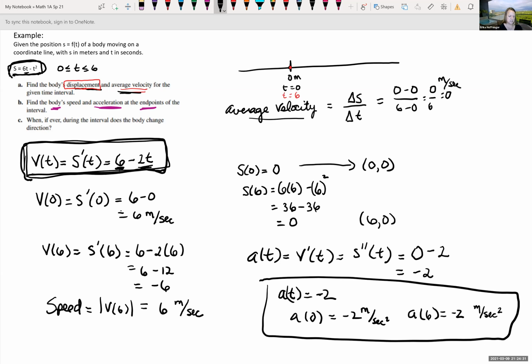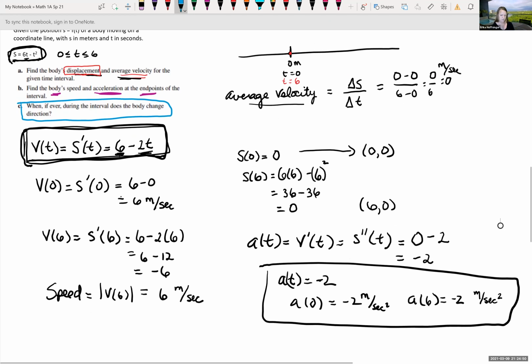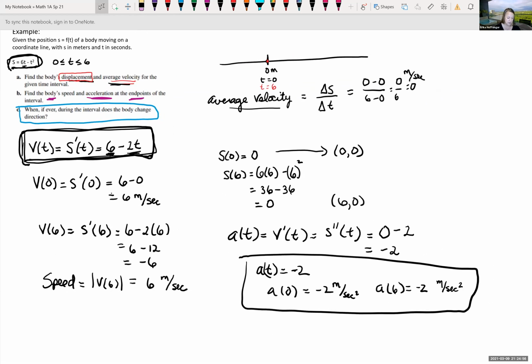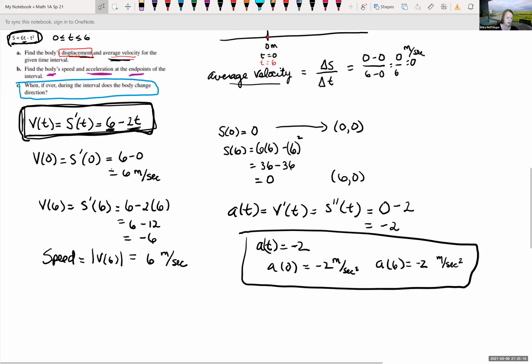So the next question is asking when, if ever, during the interval does the body change direction? Well, we know that has to be the case if we're coming back to 0. And so let's figure out where it is changing direction. Well, it's changing direction when the velocity is equal to 0. And we want to make sure our velocity is positive and negative on each side of that 0. And if so, then it is going to be changing direction there.